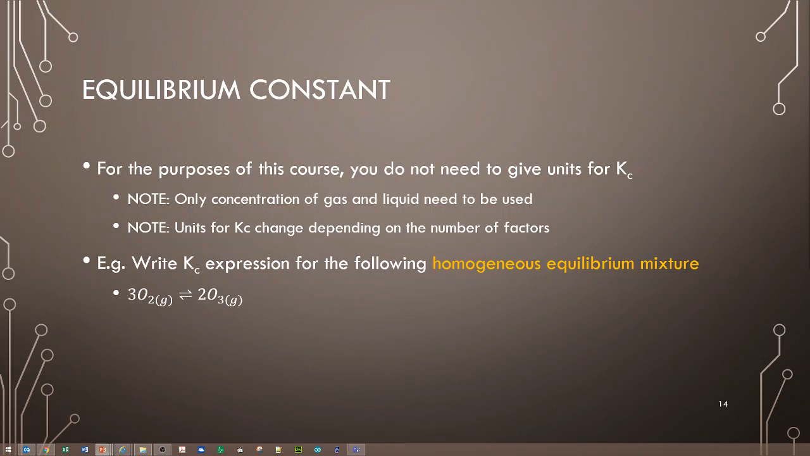Let's do an example. Write the Kc expression for the following homogeneous equilibrium mixture. So you can say that this reaction is at equilibrium. How would you express Kc? On the reactant side, you see 3O2 and 2O3, so that's ozone. If you follow the formula that was provided earlier, you'd just be doing Kc equals, what do you write?